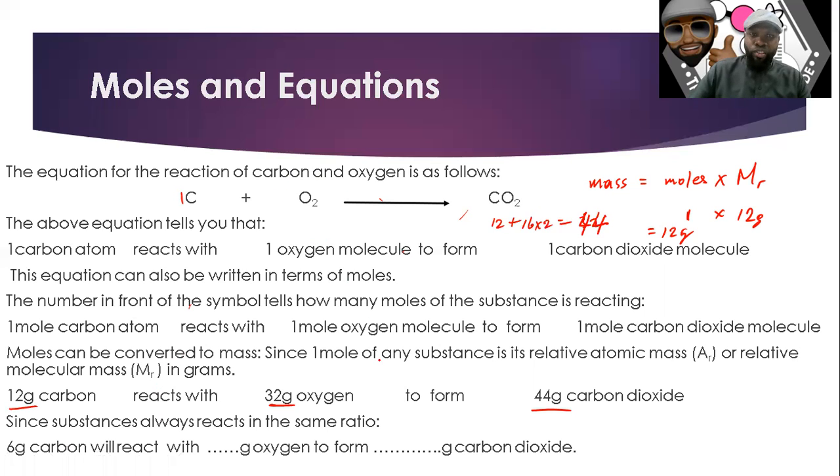Since substances always react in a definite ratio, according to the law of definite proportion or equal composition, 6 grams of carbon will react with how many grams of oxygen to produce how many grams of carbon dioxide? First of all, I need to look at my masses there and work out my ratio of reacting masses. I can work out my ratio of reacting masses quite easily from these masses to determine how much mass of oxygen and carbon dioxide is needed to react with 6 grams of carbon.